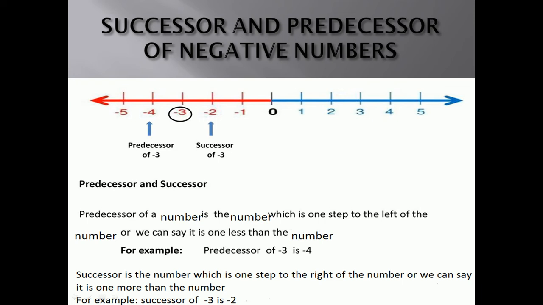Predecessor of a number is the number which is one step to the left of the number, or we can say it is one less than the number. For example, predecessor of -3 will be -4. If we have to find out the successor of -1, the successor of -1 will be 0 and the predecessor of -1 will be -2.